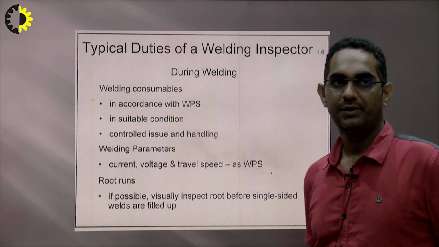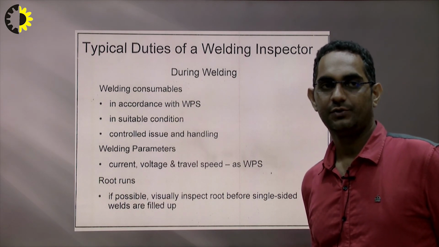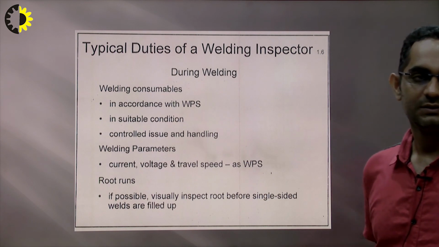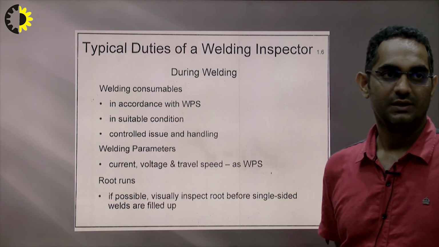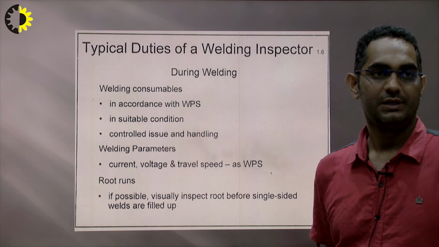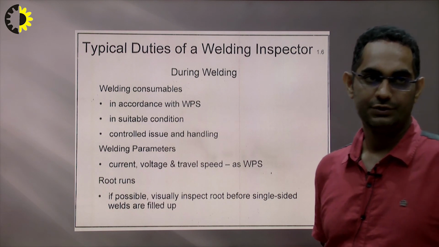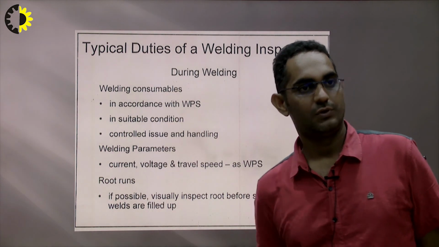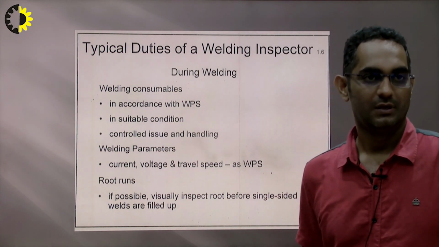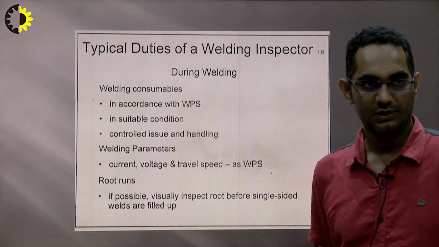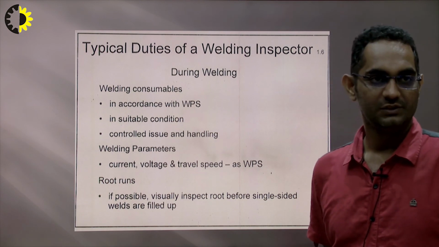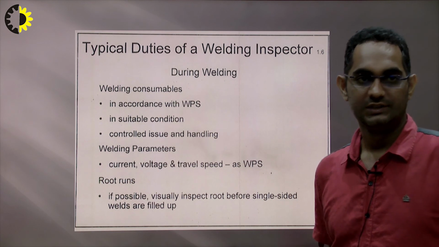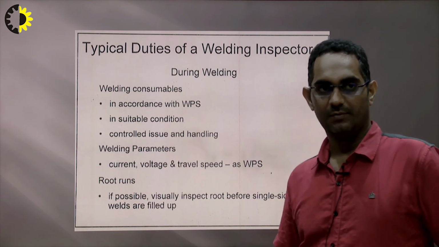Then during welding, welding consumables are in accordance with the WPS, in suitable condition, with controlled issue and handling. Welding parameters like current, voltage and travel speed are as per the WPS. Root runs, if possible, should be visually inspected before single-sided welds are filled up.